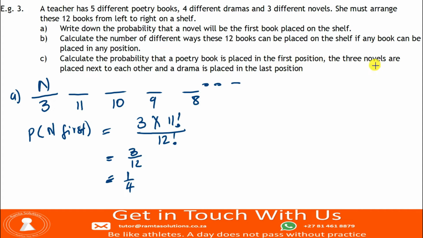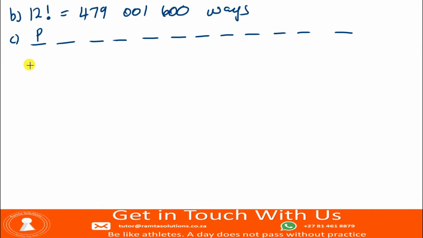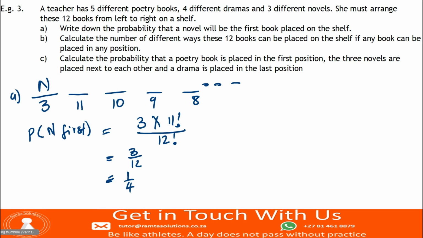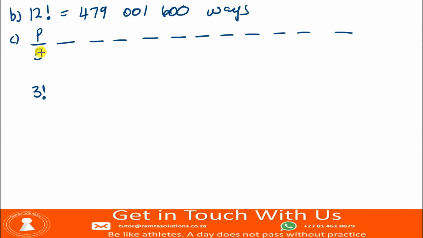And then the 3 novels are placed next to each other. So I'm hearing the 3 novels next to each other, so it'll be 3 factorial for the 3 novels, okay? And then how many poetry books do we have? We have 5 poetry books to choose from.